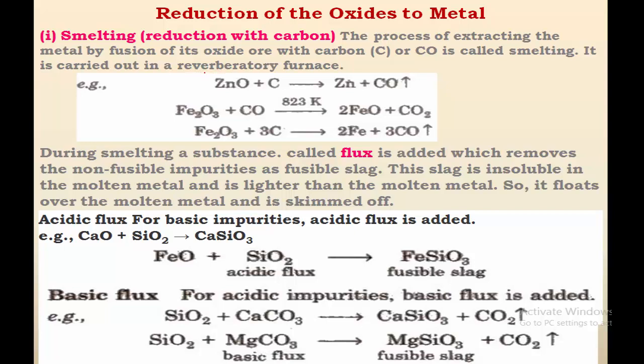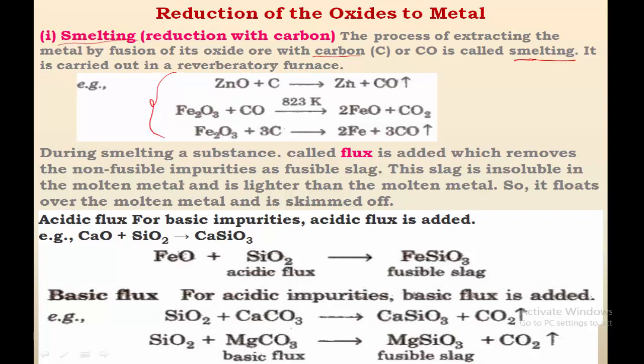And all this involves the heating process with a suitable reducing agent. Now, if the extraction or reduction of a metal takes place with carbon as the reducing agent, then it is known as the smelting process. So reduction with carbon is known as smelting. And these are all pyrometallurgical processes, meaning all this involves a heating process. Some of the examples are given here.